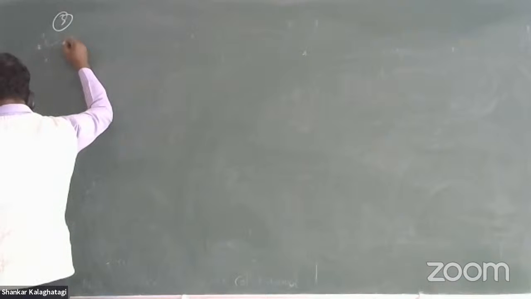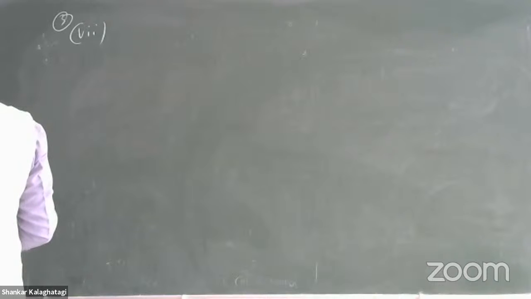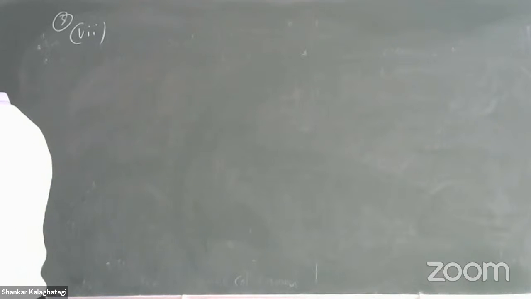The seventh one. Identify the numerical coefficient of the term other than constant. Yes, we are doing that. Other than the numerical coefficient, we are writing the terms and their coefficients.